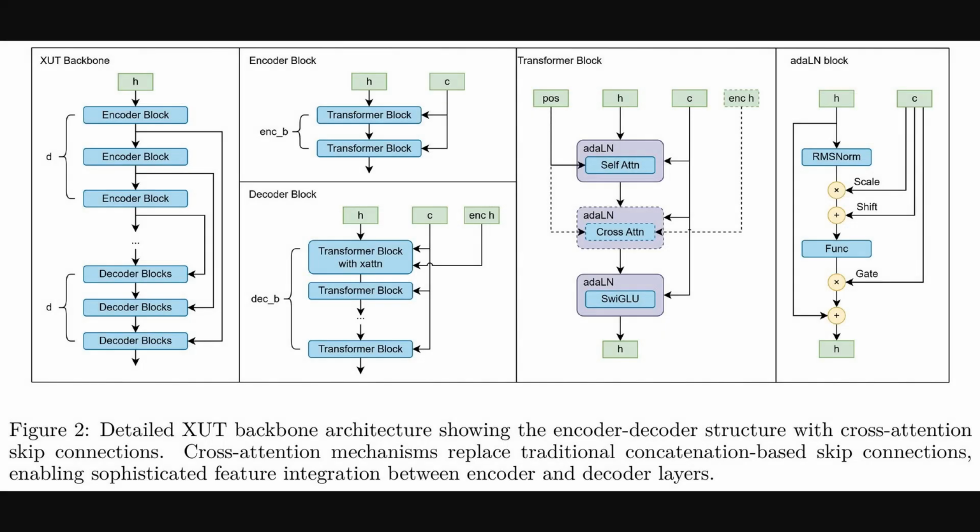Alright, the previous figure outlined the full pipeline with token routing. Figure 2 shows the cross-U transformer backbone, which stacks encoder blocks on the left and mirrors them with decoder blocks that pull features through cross-attention skips. The central panels zoom into an encoder block and a decoder block that inserts a cross-attention transformer where skips land, so the decoder can query only relevant encoder features. The right panels detail the transformer block and the adaptive layer normalization unit, which modulate activations using conditioning signals.